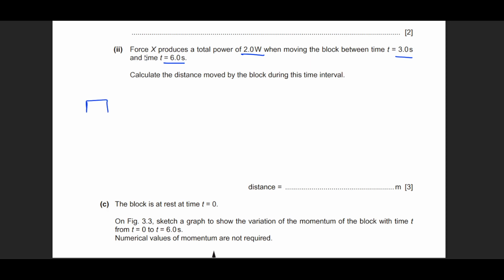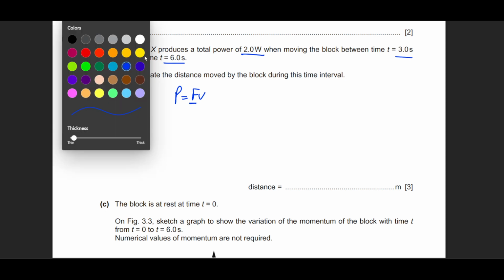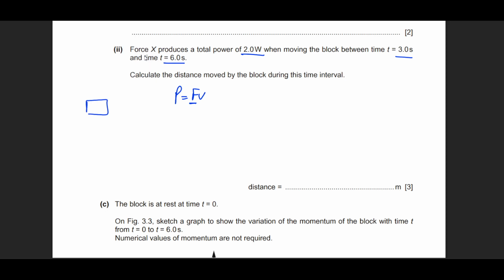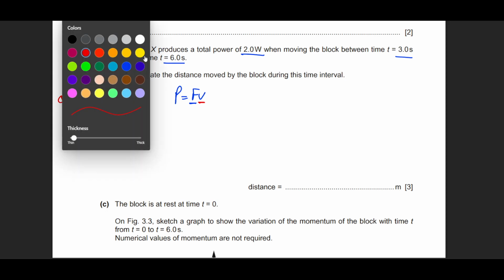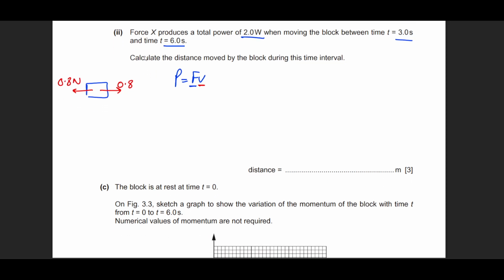Because when we apply the formula power equals force times velocity, we already understand that this is a constant force producing a constant velocity. There is no acceleration. So be that a forward force of 0.8 or consider this from the backward force perspective, it would not matter. The answer will still be the same. So a power of 2 watts has been developed with a force of 0.8 newton.